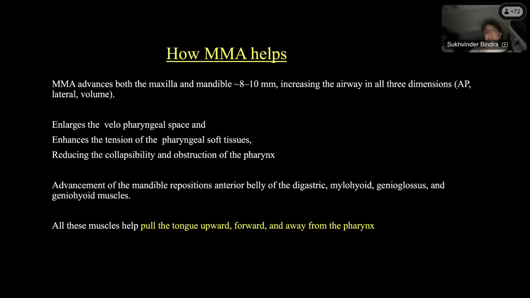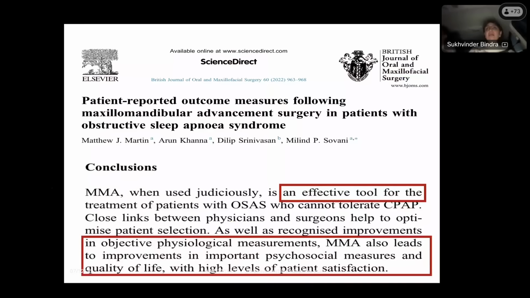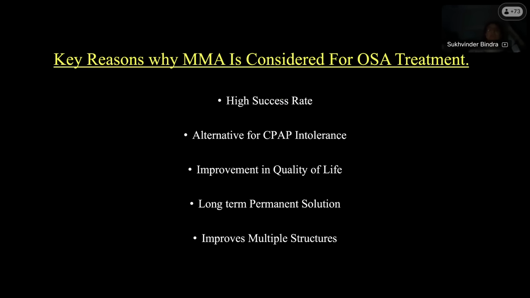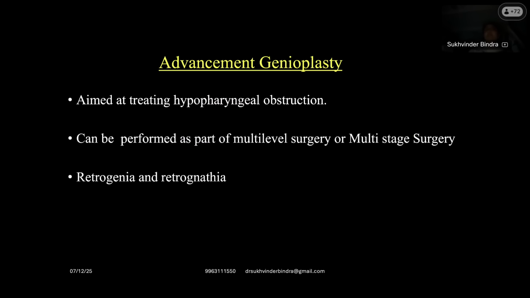And this MMA procedure is an effective tool and has a place in management of obstructive sleep apnea. And why was it chosen for OSA treatment? Because of high success rate. It's a good alternative for CPAP intolerance in indicated cases. It improves the quality of life, and the best part of MMA is it improves multiple structures and gives a patient a long-term permanent solution. Advancement genioplasty, where we see the tongue base is at fault, so we perform it.